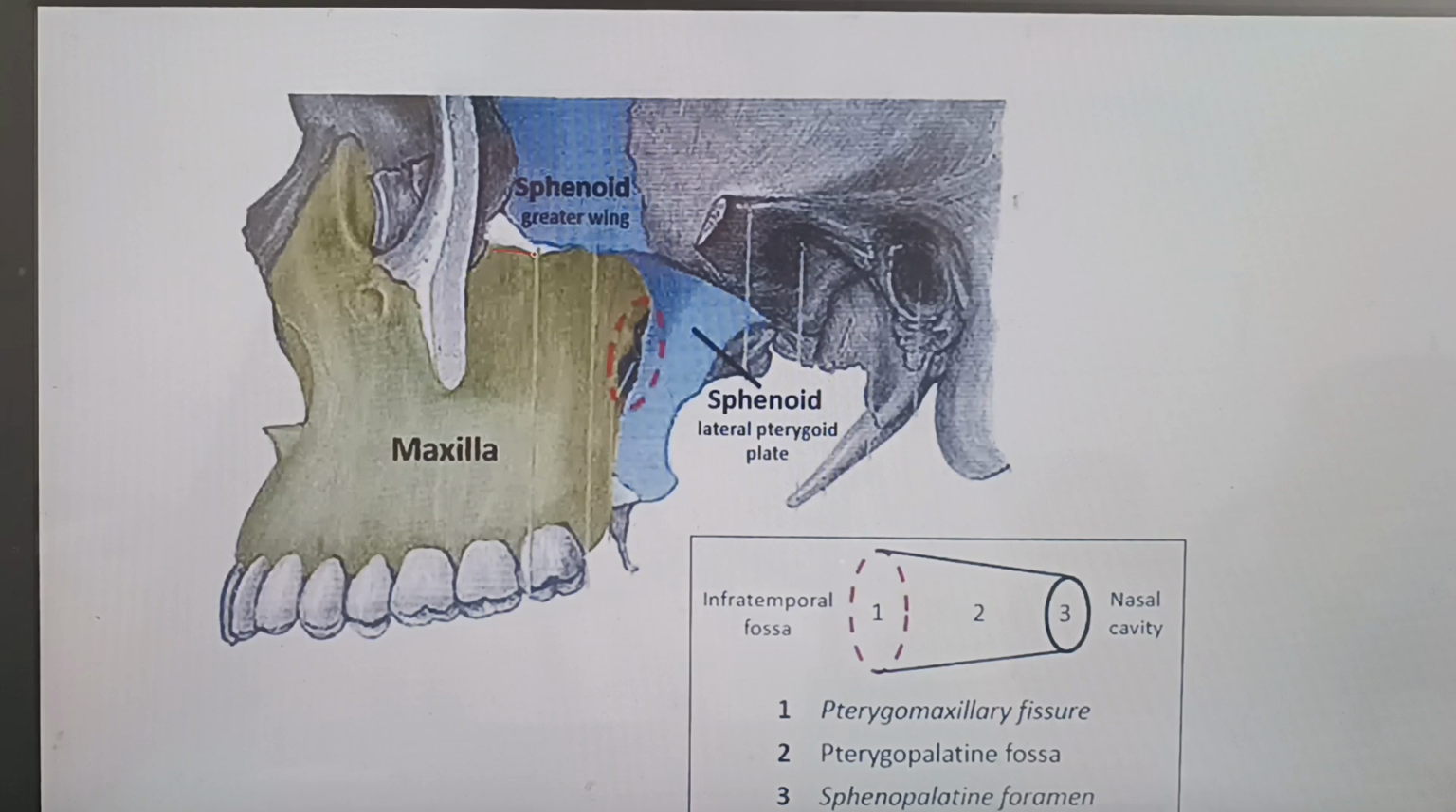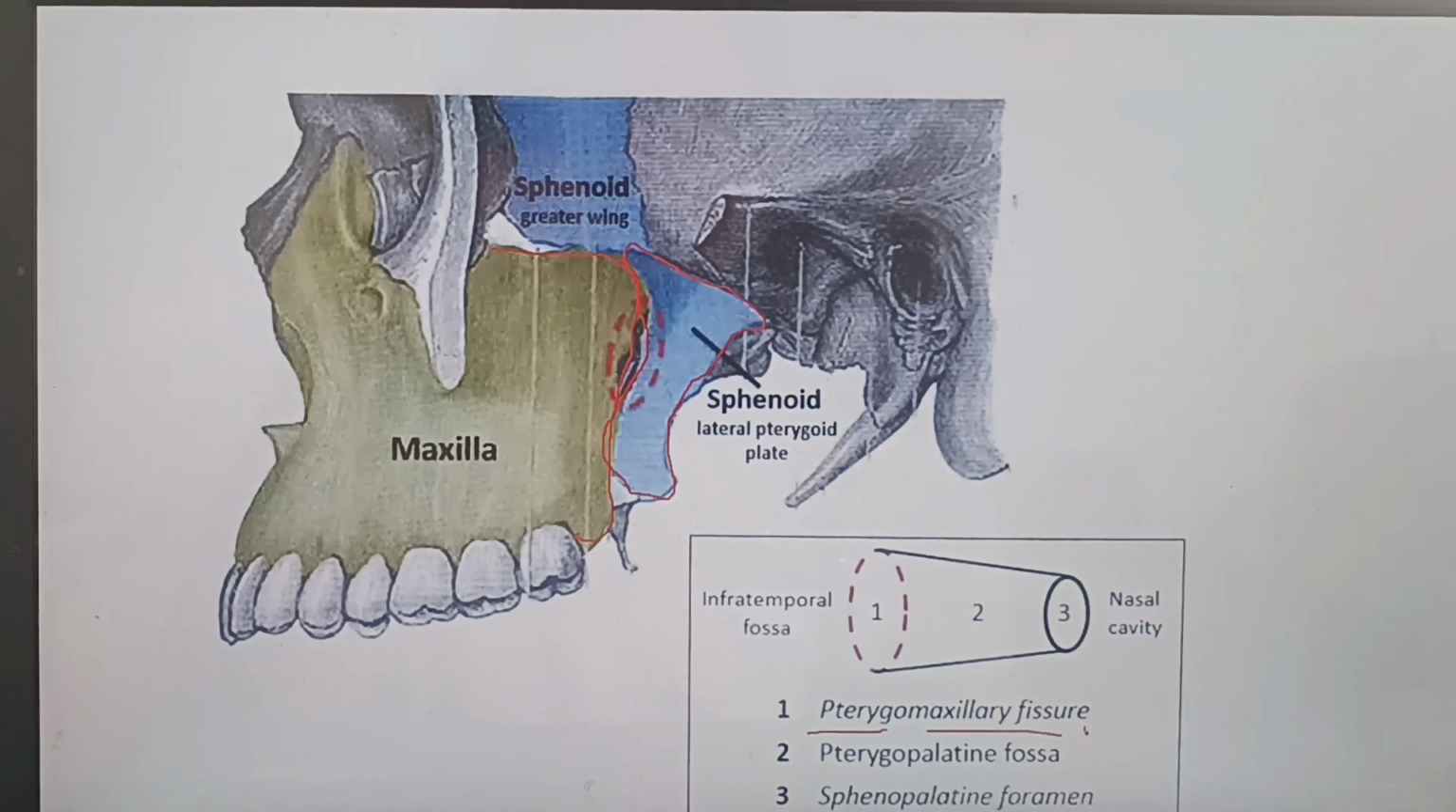where you can see the body of the maxilla in the front, and just behind that you can see the lateral pterygoid plate of the sphenoid bone. So the gap between these two, that is the maxilla and the lateral pterygoid plate, can be very well called the pterygomaxillary fissure. So that proves how this name came.